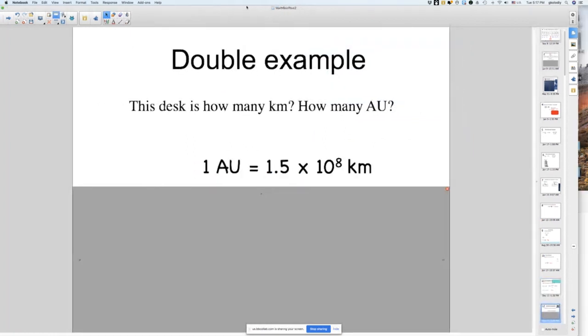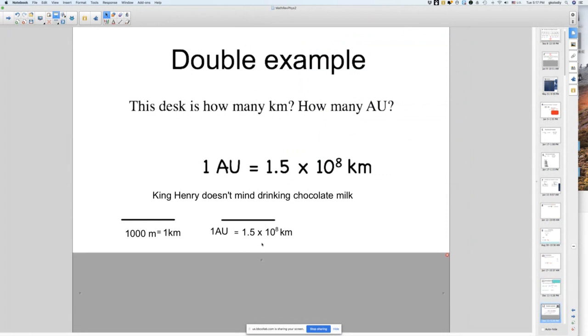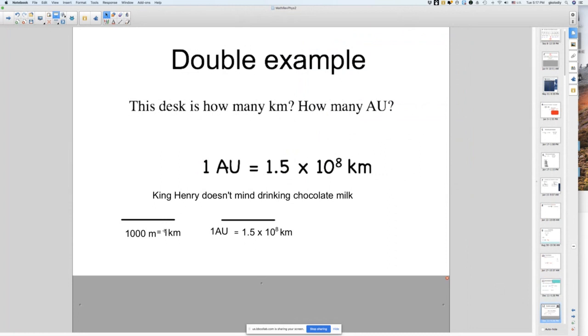I know these are easy. We're going to go to some harder ones. So let's say this desk, the desk I'm sitting at, is a certain number of meters. And we want to change that to kilometers, which is very easy. But also we want to change that to astronomical units. 1 astronomical unit is 1.5 times 10 to the 8 kilometers. So first of all, let's take the size of my desk, and we can make a fraction out of this.